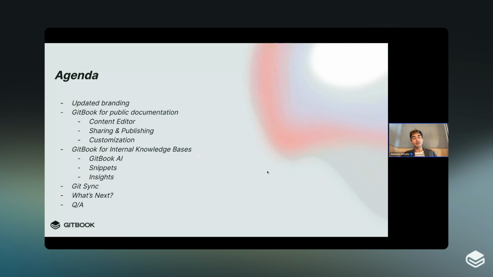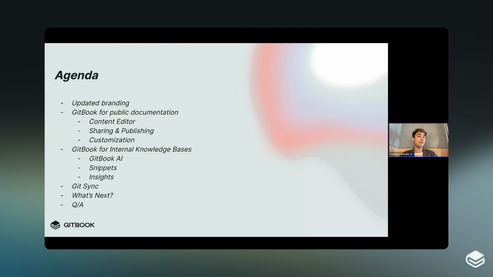So here's a little bit of the agenda that we're going to cover today. We'll take a look at our updated branding, things like our typography and the new logo that we chose. Then we'll dive into GitBook in a couple of different use cases. First, GitBook for what I would imagine a lot of you on the call are using it for, which is public documentation. We'll dive into our content editor, sharing and publishing your spaces, and how to customize different things, including domains, change requests, etc.